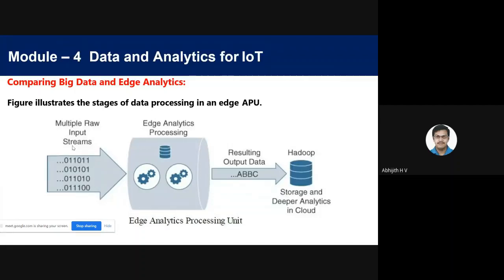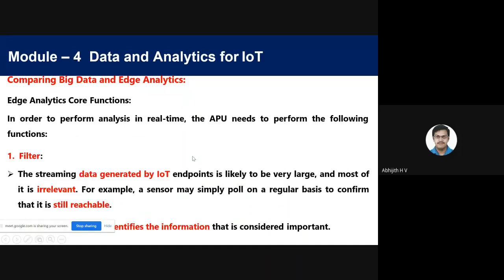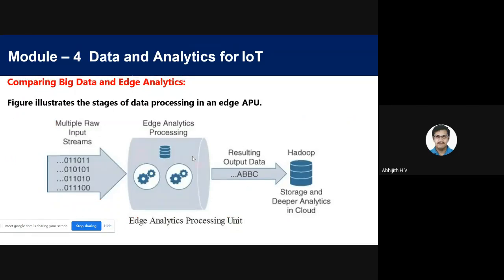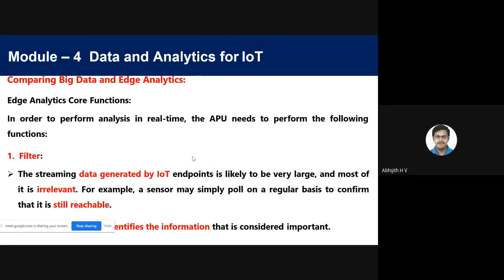So instead of sending all this data to the cloud, it may filter out certain redundant information and send only the required information to the cloud. We call this edge analytics. That is one of the functionalities of edge analytics, filtering.